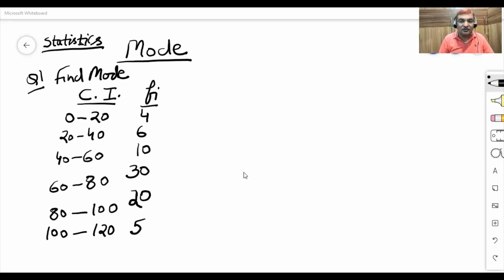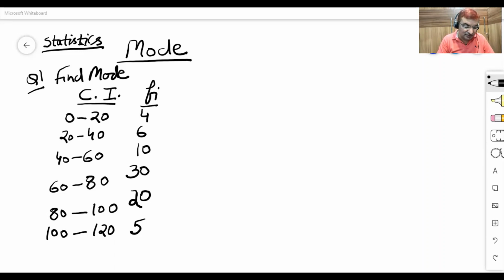How do we calculate mode? So please concentrate on the screen. What you can see is a question in which there are class intervals and frequencies. And what you can observe, students, is that there was a test in a class. 120 marks ka paper tha. The paper was of 120 marks.